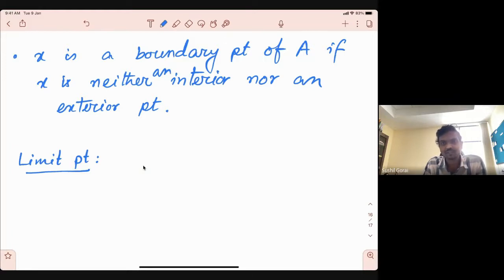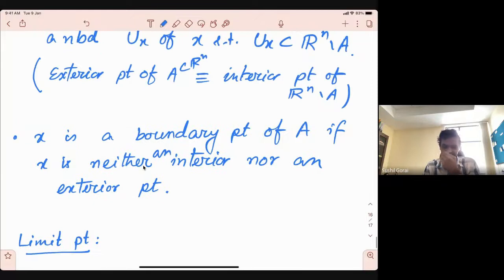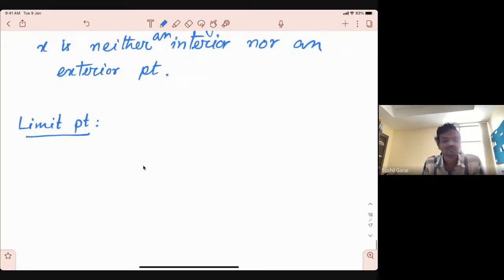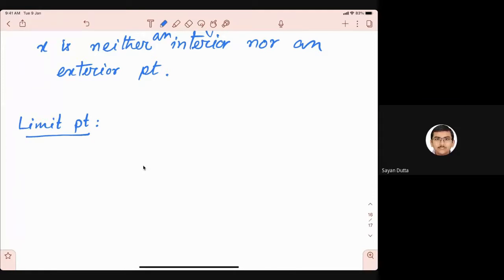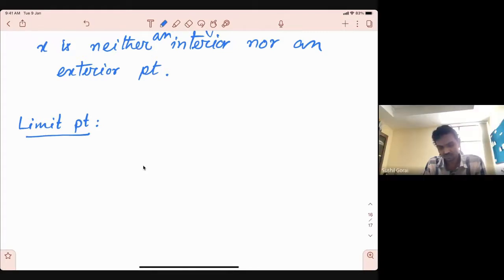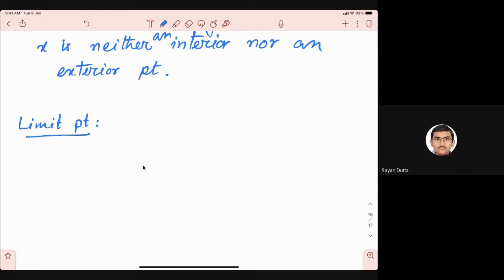Then we'll give examples of those points and sets. What is the limit definition of limit point in R? Given any epsilon, there is another point of A in the epsilon neighborhood of that point. A point is called a limit point of a set A if, given any epsilon, the epsilon neighborhood of that point contains at least another point of A apart from that point.